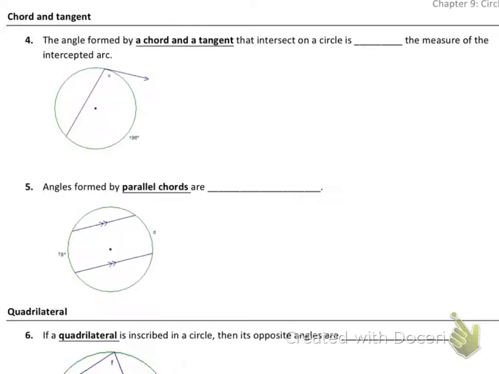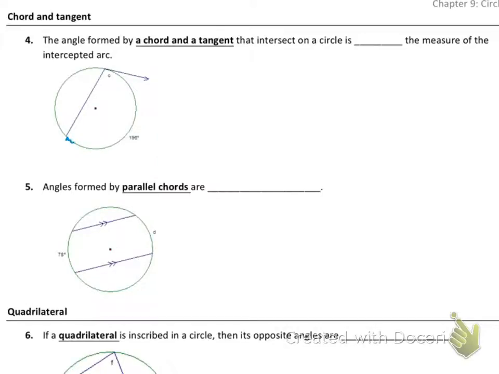So the angle formed by a chord and a tangent that intersect on a circle is the measure of the intercepted arc. Surprisingly enough, this is still considered an inscribed angle. It doesn't look like it, but it really is. Because if you picture an inscribed angle, it just connects here. And if we keep moving that point closer and closer, it's going to create this line. So this acts just like an inscribed angle in the fact that this angle, that 196, is what we're talking about, created by it.